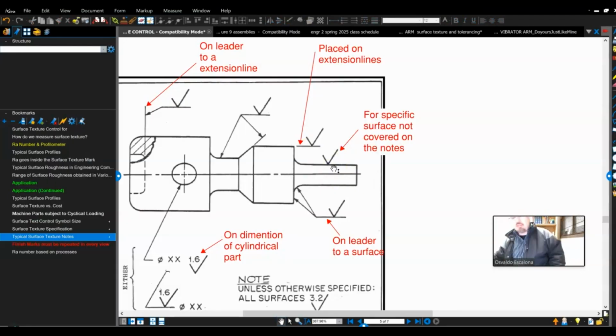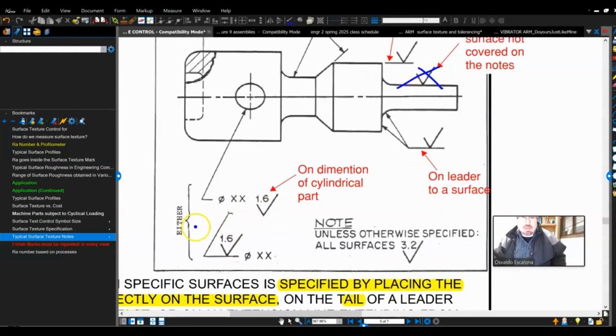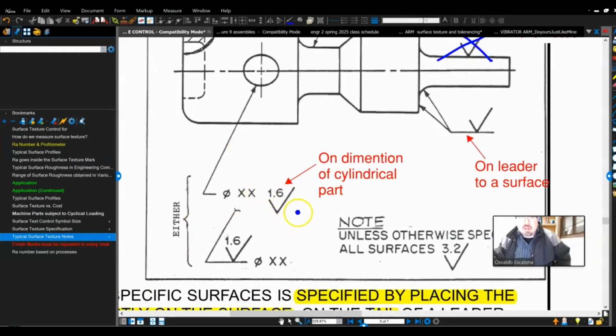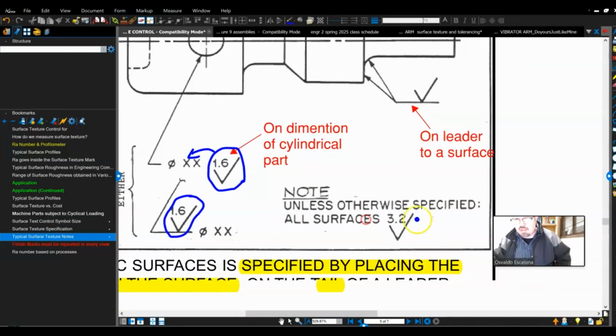The whole thing is to try to make it as clear as possible. So I don't like it. Don't use this method. Do not put the surface finish right on the part. If you have a hole callout, you can put the surface finish right next to the dimension, or you can also put it in the shoulder. And don't forget, you can also put it in the notes, right?